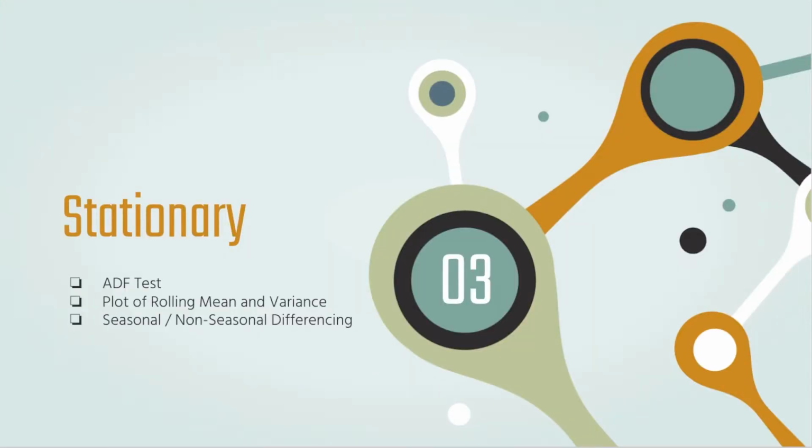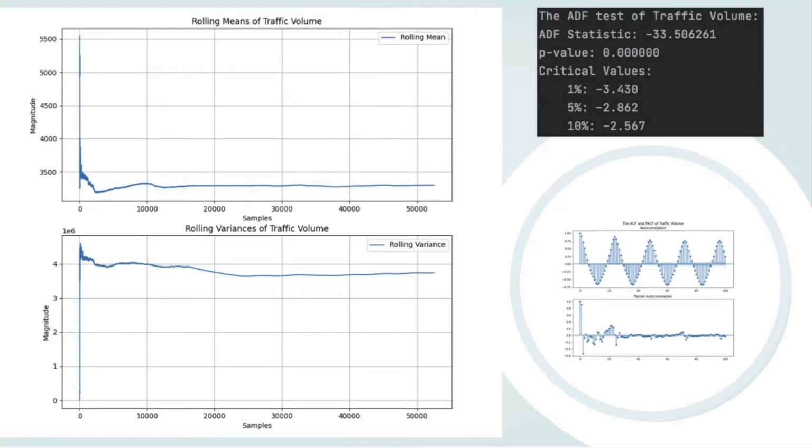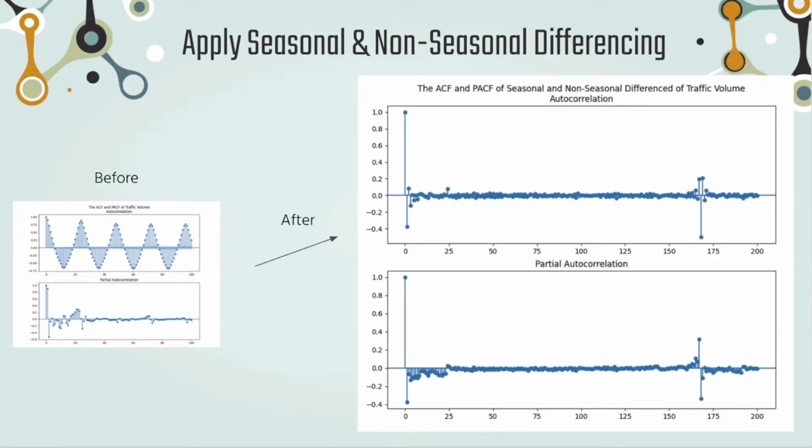Then, for the stationarity, I'm going to check the stationarity of the dataset by doing the ADF test and plotting the rolling mean and the variance over time, applying seasonal or non-seasonal differencing to make the dataset become stationary. The ADF test and the rolling mean and rolling variance say the dataset is stationary, but the ACF shows the raw dataset has seasonality and is not stationary. Since the dataset has a daily seasonal pattern and a weekly seasonal pattern, using the seasonal differencing with interval 168 plus the first-order non-seasonal differencing will make the dataset completely stationary.